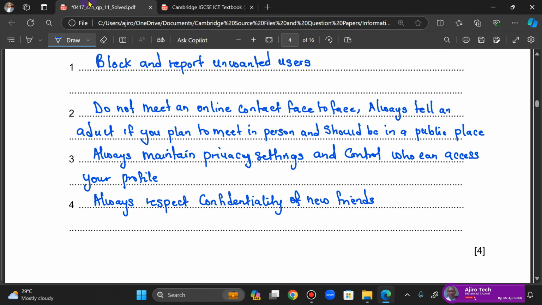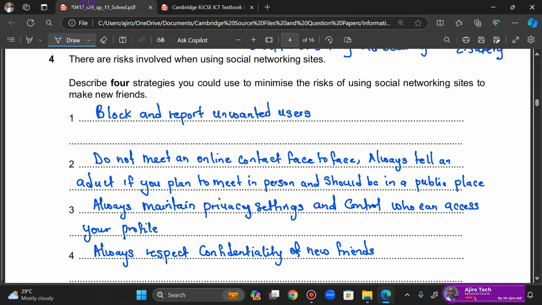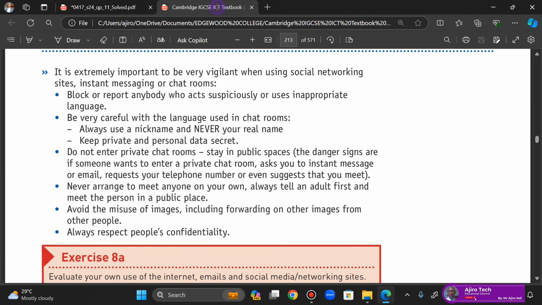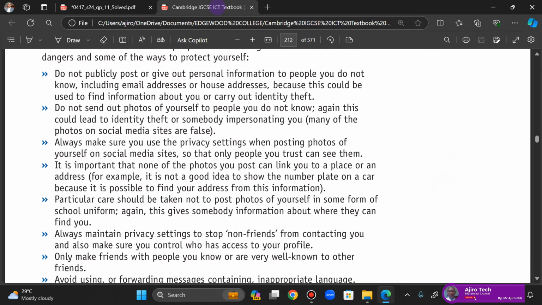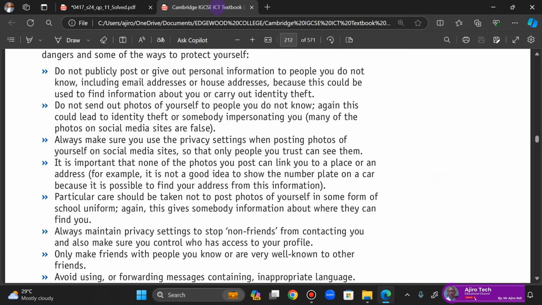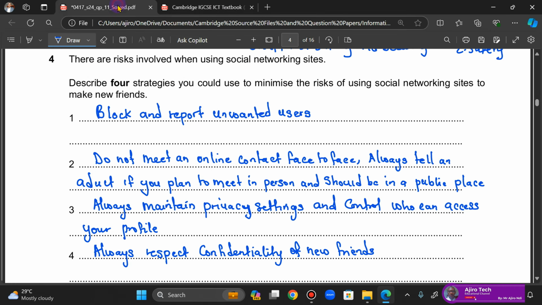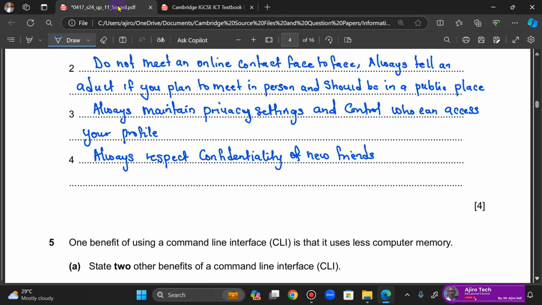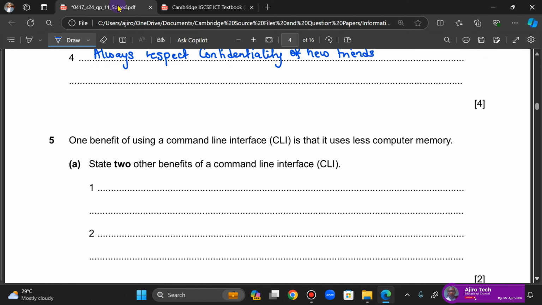Okay, never reveal personal images. Don't put in photos of yourself in some kind of uniform that they can identify you by, because these are people that you have not seen. Okay, so all these options here are very key. Don't give out your personal information to people you don't know. That's why you have to keep your personal details private. Okay, so this is very, very important. Okay, hope that is helpful.